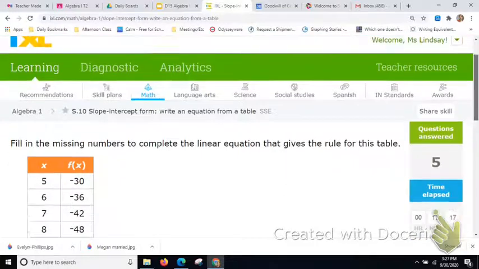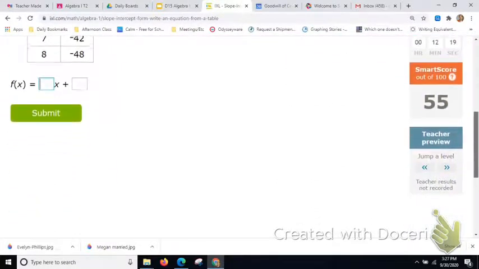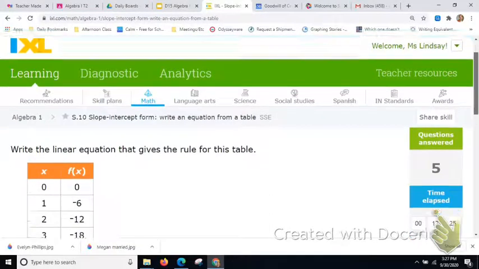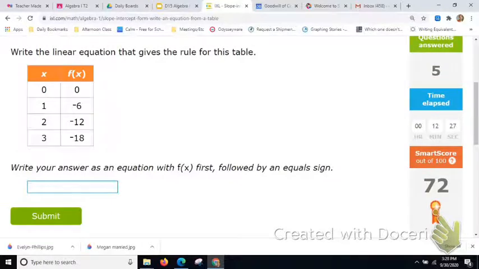All right, so let's see what we've got next. So when we get in the 70s, now they're not giving us the start of the problem. They're not giving us the framework. So it's very much like what you had to do when you did y equals, except you're going to start by typing f parentheses x and then close the parentheses and equal. So instead of doing y equals, we're going to do f of x equals.